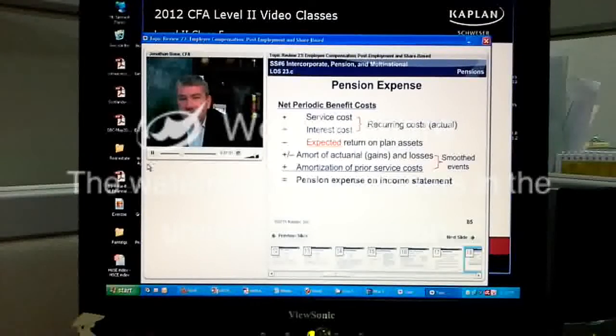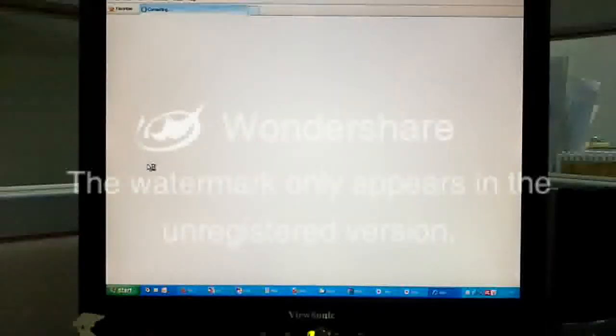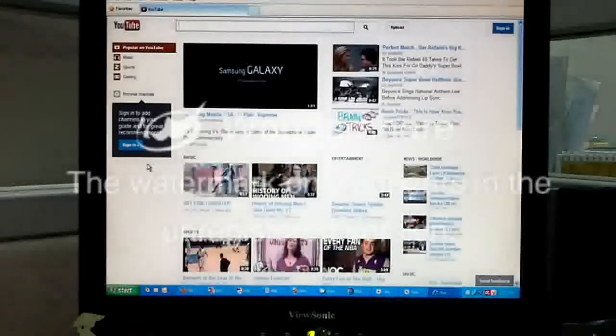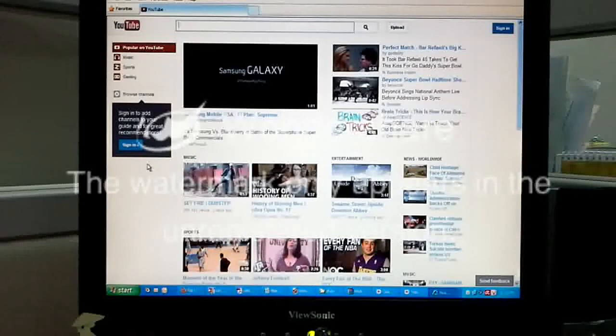Then note that we deduct the expected return on plan assets. So this is part of our smoothing process here. Deducting the expected return on plan assets rather than the actual return on plan assets. Why? If we were to deduct the actual return on plan assets, then as the actual return fluctuates due to stock market volatility, our pension expense would fluctuate as well, giving us, in other words, a more volatile income statement. So what we're allowed to use is the actuary's long-run expected smooth return on plan assets.